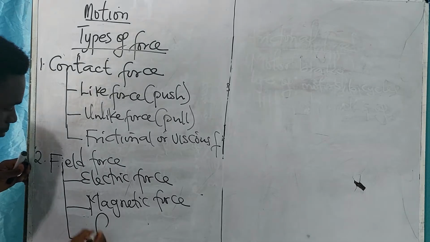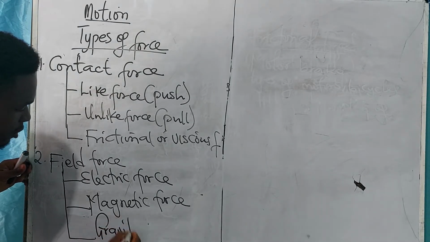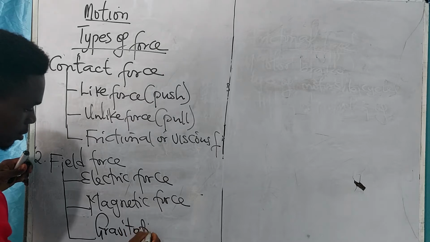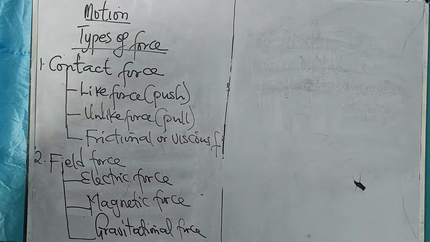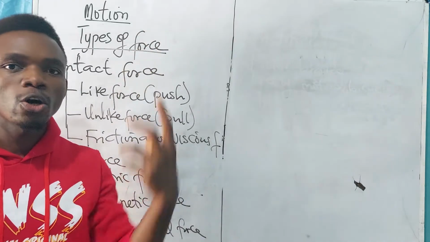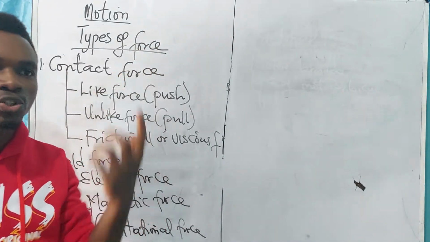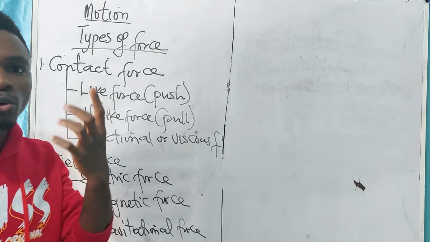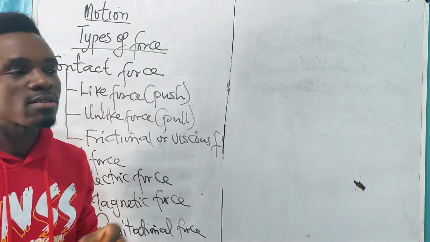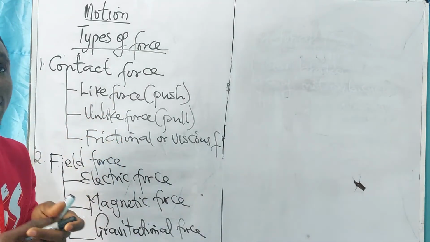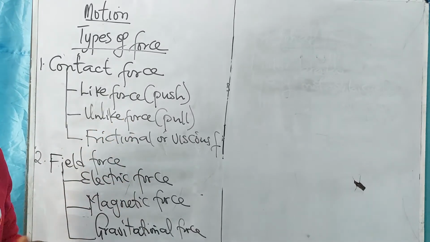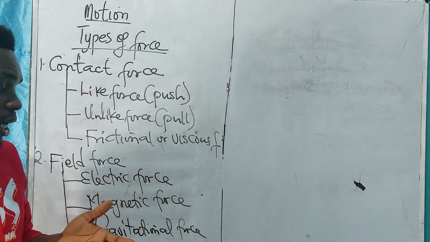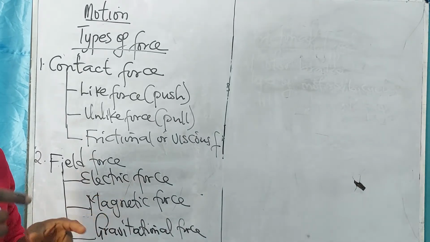You now have the gravitational force. The gravitational force is that force that pulls an object. It pulls or attracts the object towards the earth's surface, irrespective of its mass. It will pull it down. Alright, irrespective of its mass. And if it does not pull it down, I use the word attract or pulls.